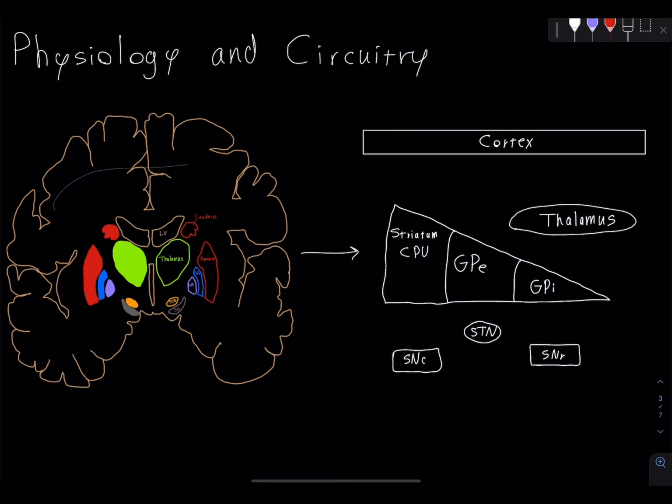So these basal nuclei in general are going to communicate with each other and then send an output to the thalamus. And then the thalamus is going to influence the activity of the motor cortex.